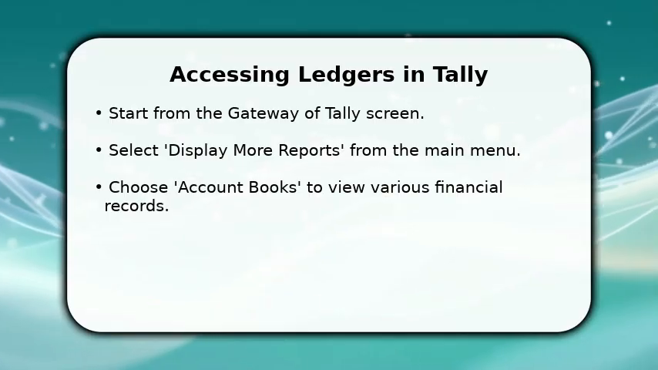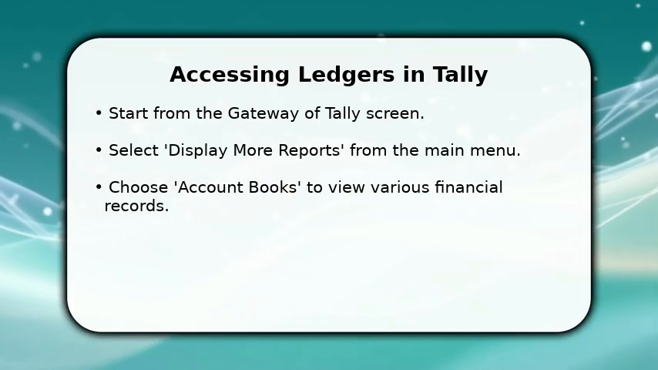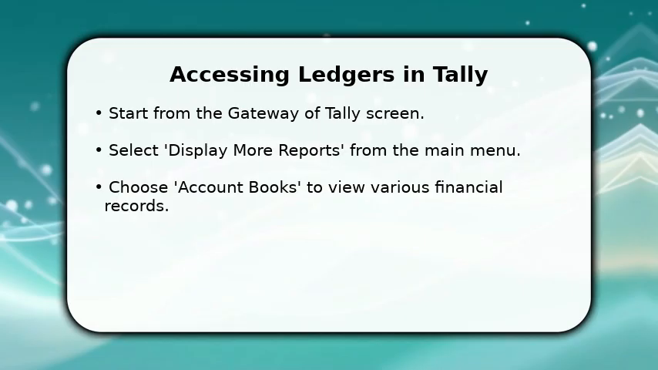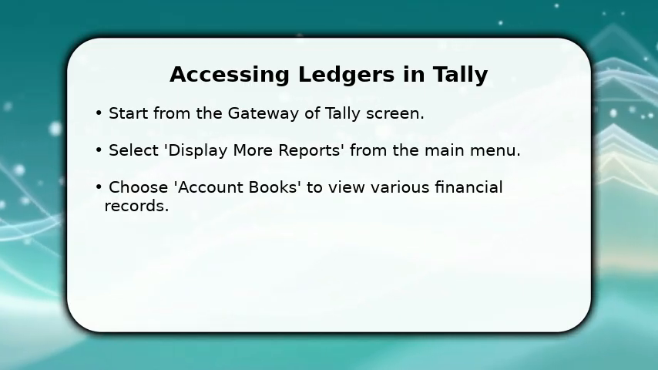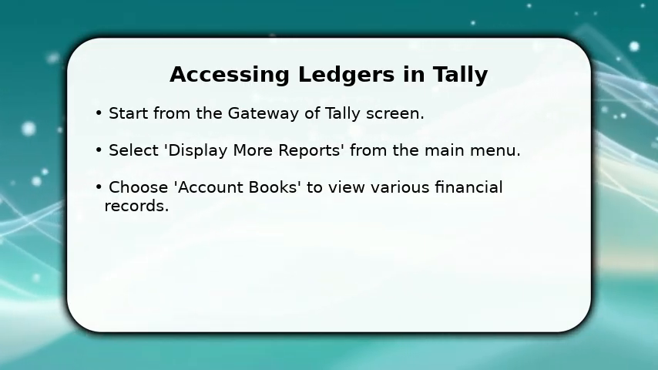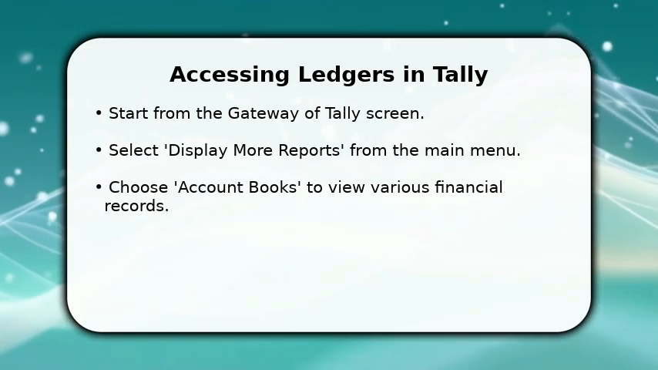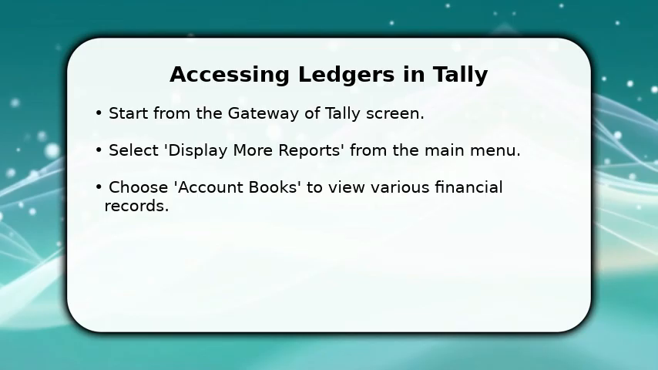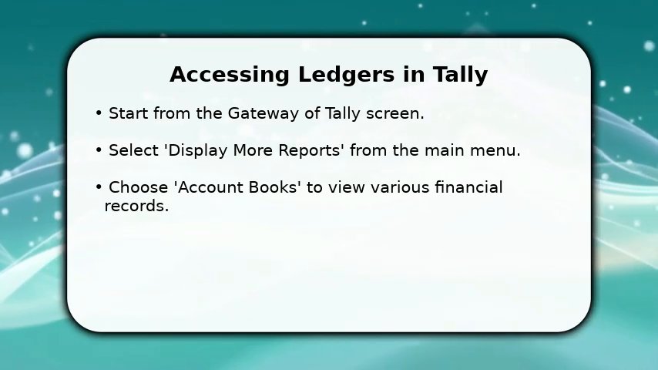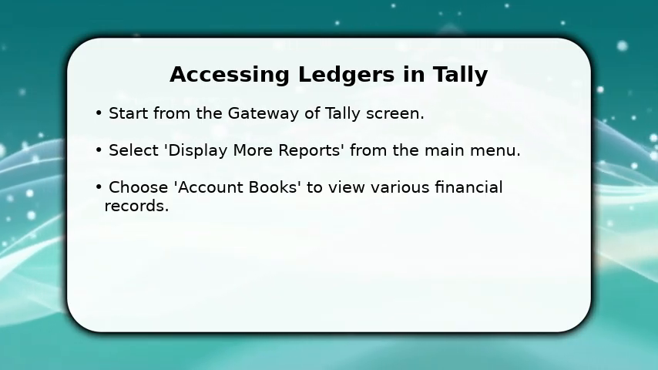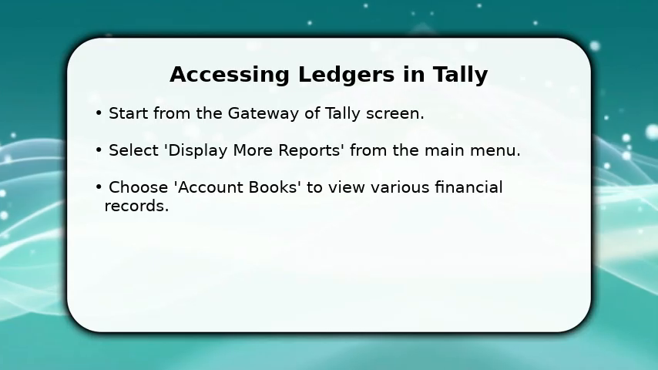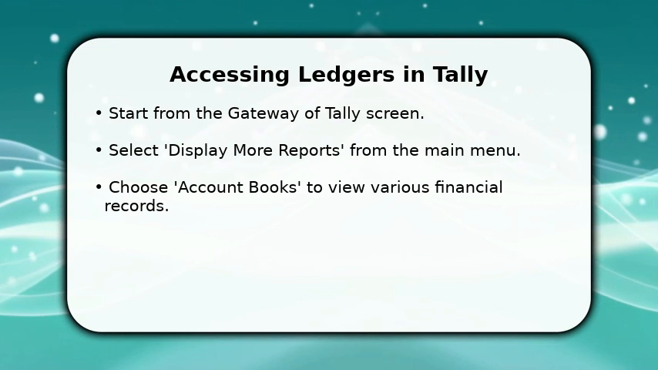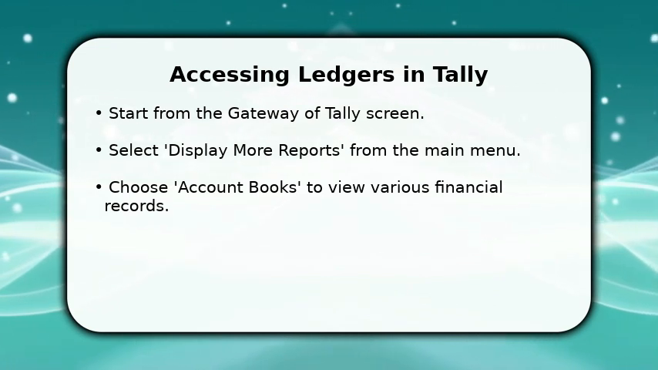In this video, I will explain how to check ledgers in Tally. To begin, navigate to the gateway of Tally, which is your main dashboard. From there, select Display More Reports to access additional reporting options. Next, choose Account Books to delve into your financial records. Finally, click on Ledger to open the list of all available ledgers. This initial step is crucial for accessing the detailed financial information you need.